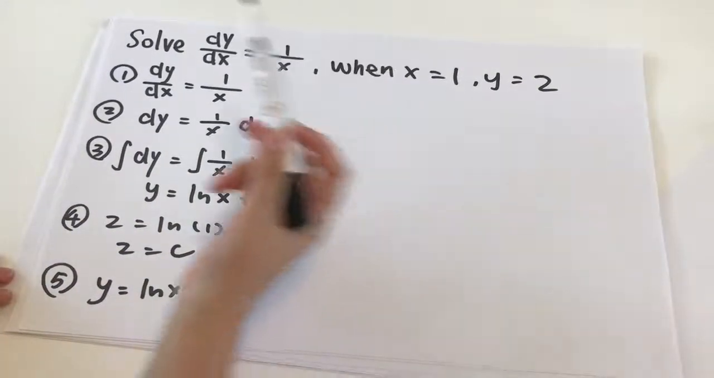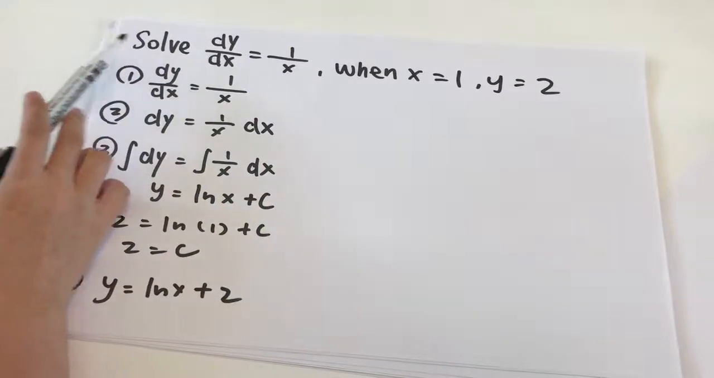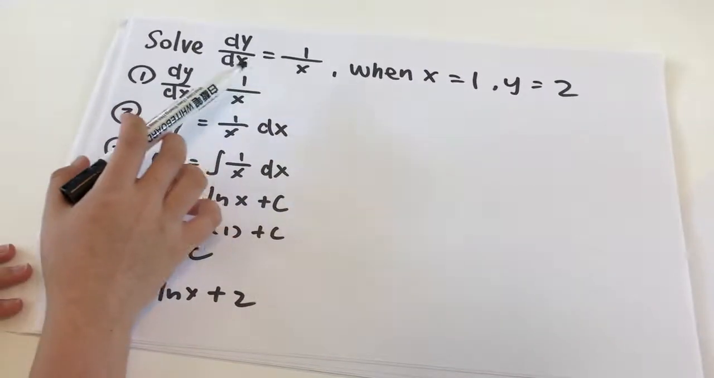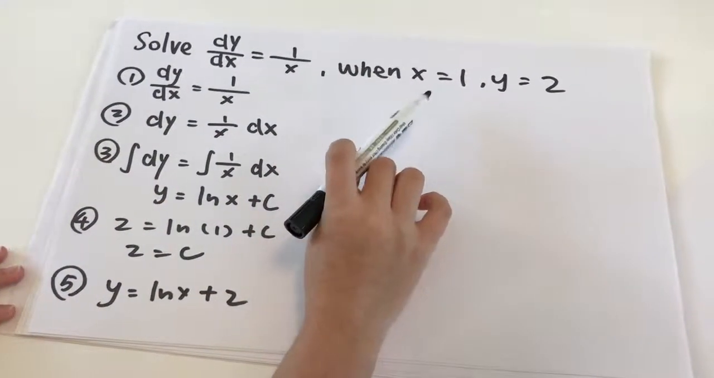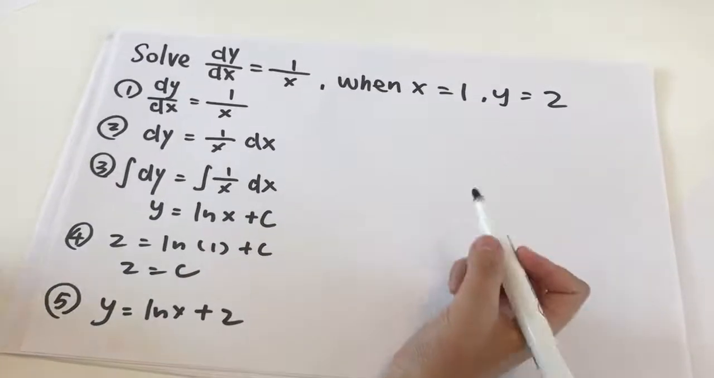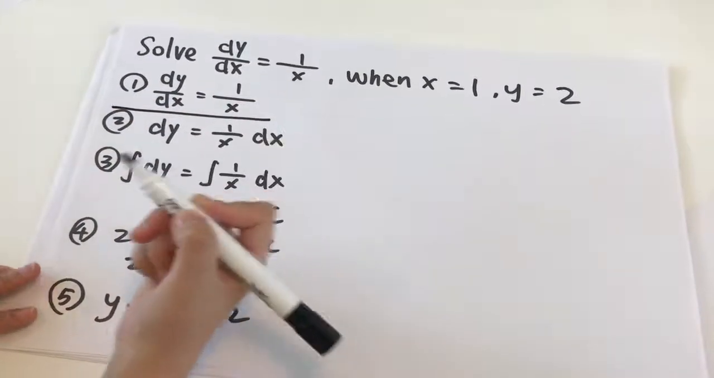Then we're going to use a simple question to show you the steps of solving differential equations. First of all, we have this question: dy over dx equals 1 over x, when x equals 1 and y equals 2. First of all, we have to write the differential equation down.